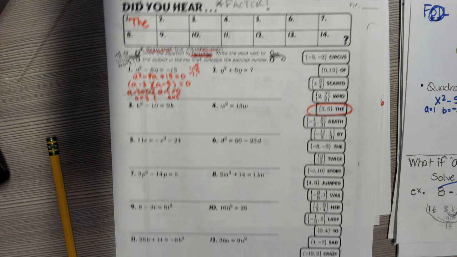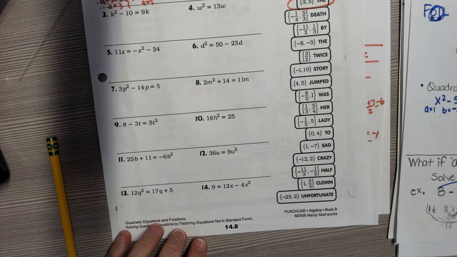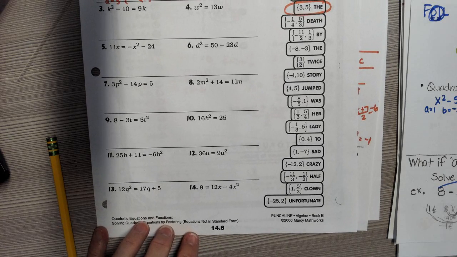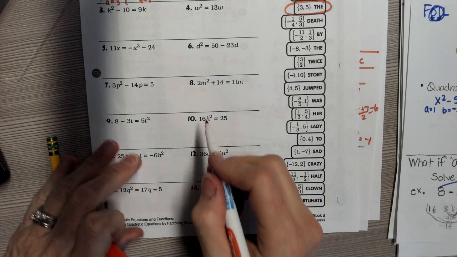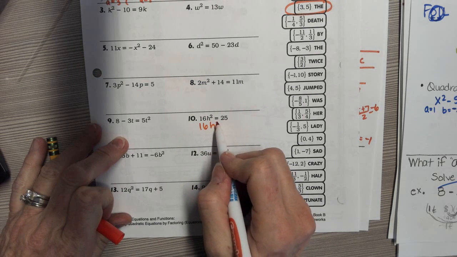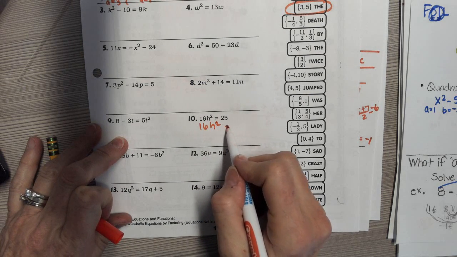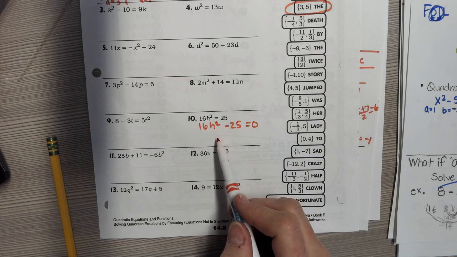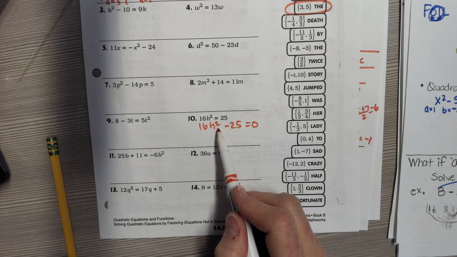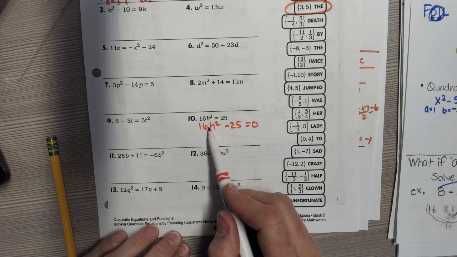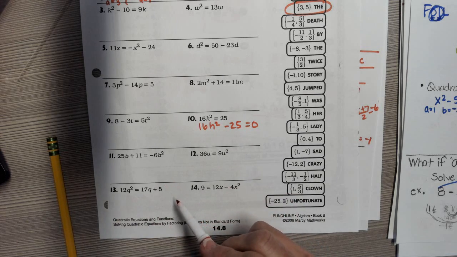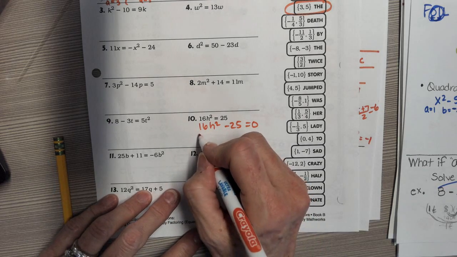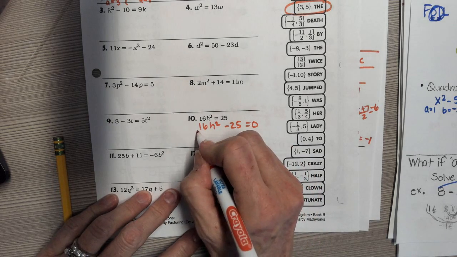Okay, another one that I wanted to quickly do with you is number 10, because number 10 looks kind of funny. If you put it into that standard form, 16h squared, move the 25 over, equals 0. Notice it doesn't have a middle term. This is a special case. The middle term is canceled out, and it's called the difference of squares. You probably remember that from algebra. So when we go to factor it, this one's easier to factor.